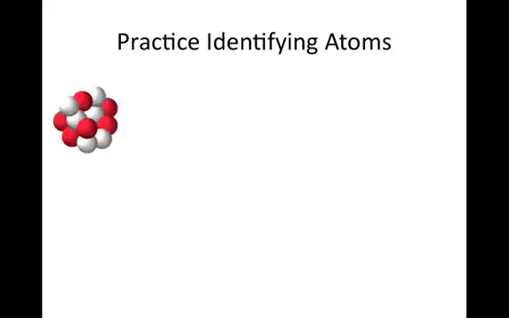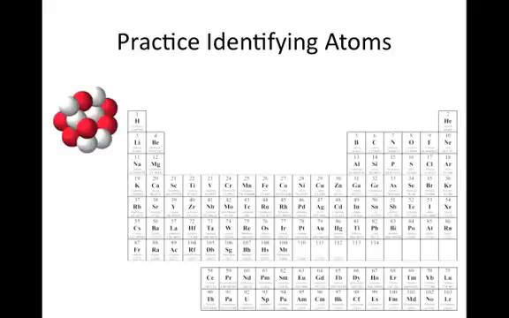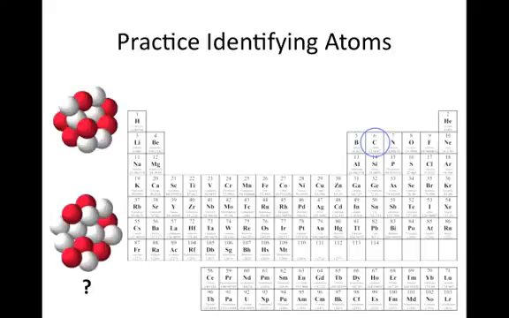This is a representation of the nucleus of an atom. The red balls represent the protons, while the gray balls represent the neutrons. We see that this particular nucleus contains 6 protons. Using the periodic table, we notice that carbon has an atomic number of 6, so we would identify this nucleus as a carbon nucleus. If we look at this nucleus, we see that it also contains 6 protons. Is this also a nucleus of a carbon atom?